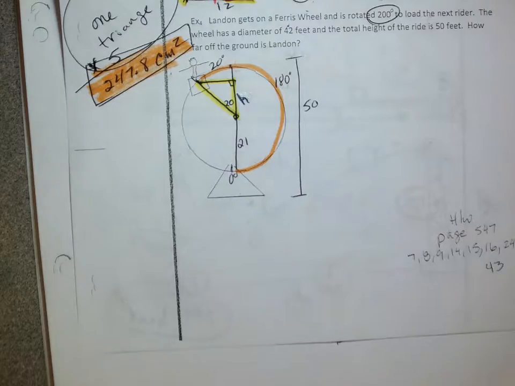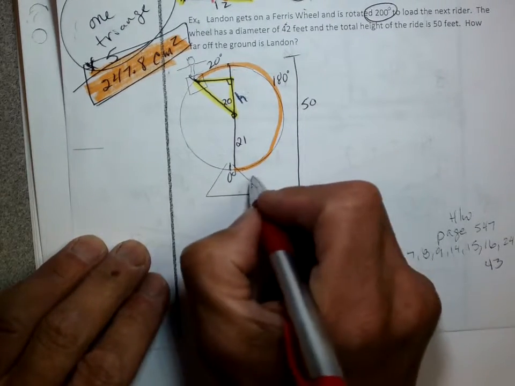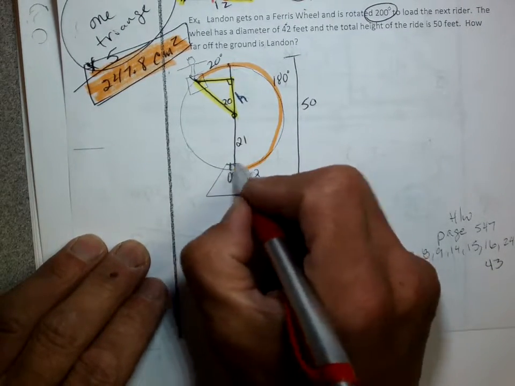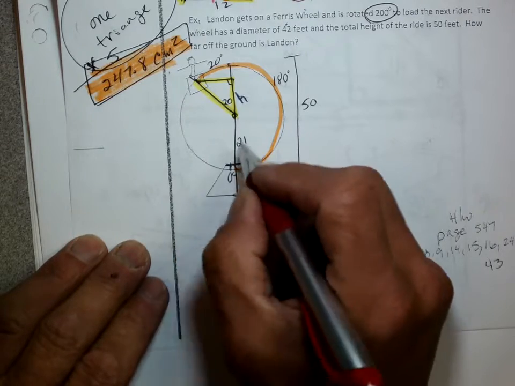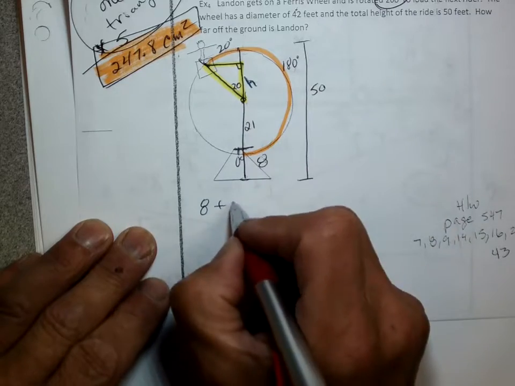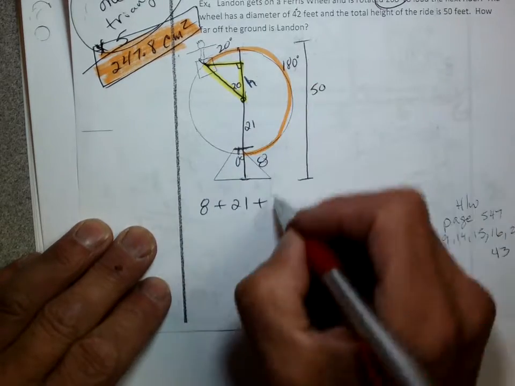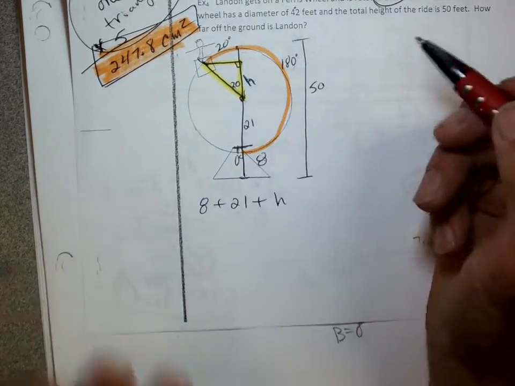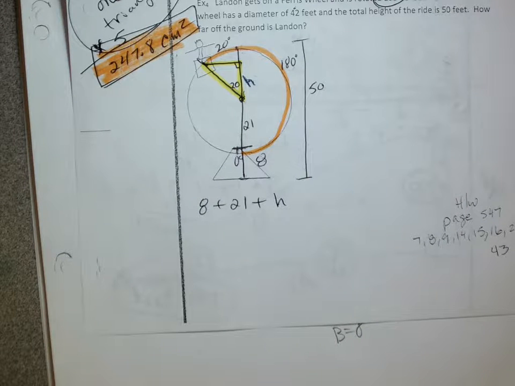I do know Landon is at least 8 feet, because from here to here's 8. So Landon is at least 8 feet plus 21 feet plus the height from here to here, okay? I'm just kind of confused. Okay, I'll slow it down.